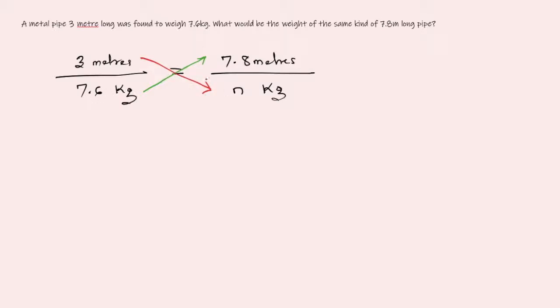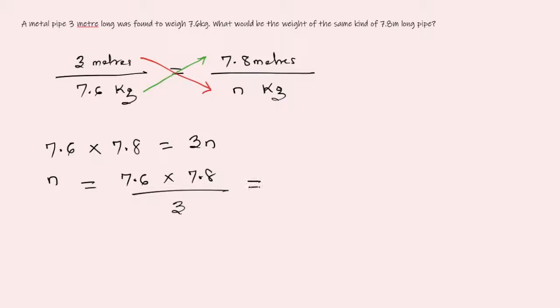So to do that, this would be 7.6 multiplied by 7.8 equals 3n. And to make n the subject of the formula, we divide both sides by 3. 3 cancels out 3 to leave n here. And this would be 7.6 multiplied by 7.8 divided by 3. And this is equal to 19.76 kilograms. And that's exactly how you solve proportions.